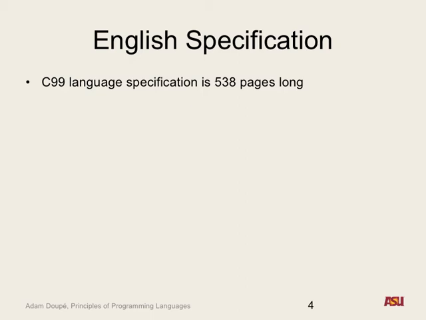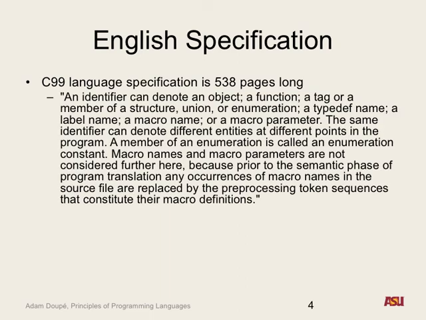And it has to include things. This is what I mean, you know, lawyerese or legalese, right? But in programming terms, we're saying an identifier can denote an object, a function, a tag, or a member of a structure, union, or enumeration. A typedef name, a label name, a macro name, or a macro parameter. The same identifier can denote different entities at different points in the program. A member of an enumeration is called an enumeration constant. Macro names and macro parameters are not considered further here, because prior to the semantic phase of program translation, any occurrences of macro names in the source file are replaced by the pre-processing token sequences that constitute their macro definitions.